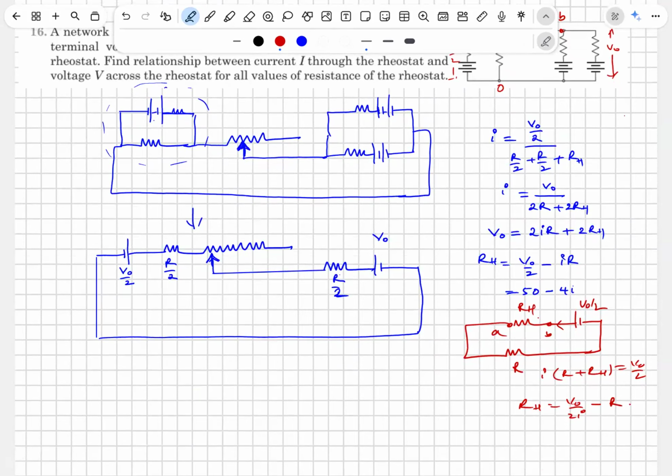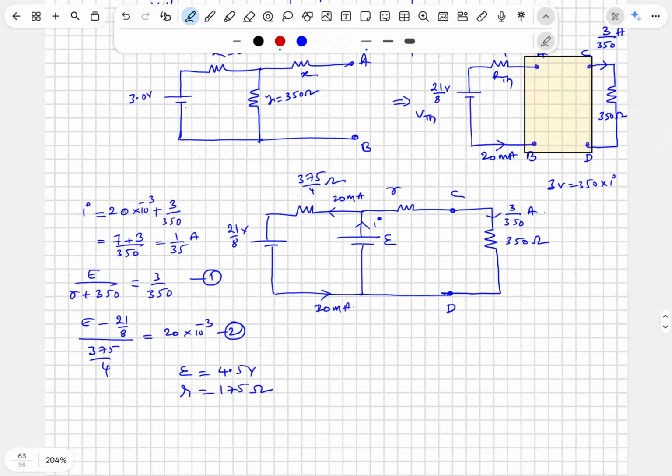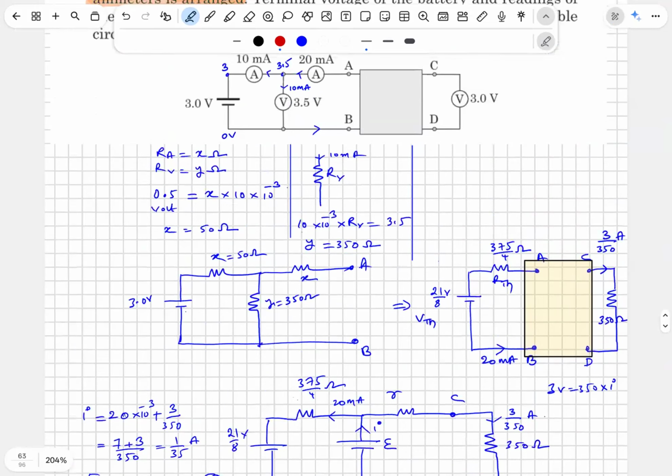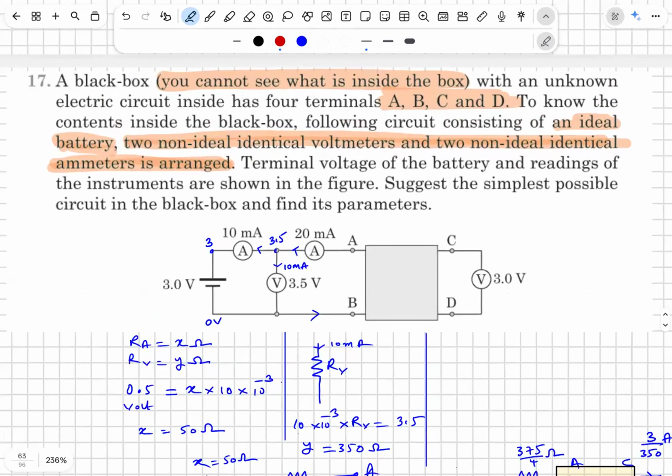Are you getting the same or not? This is the last question for the day. Please follow very carefully. It is a 3 different layers. You should follow very carefully.